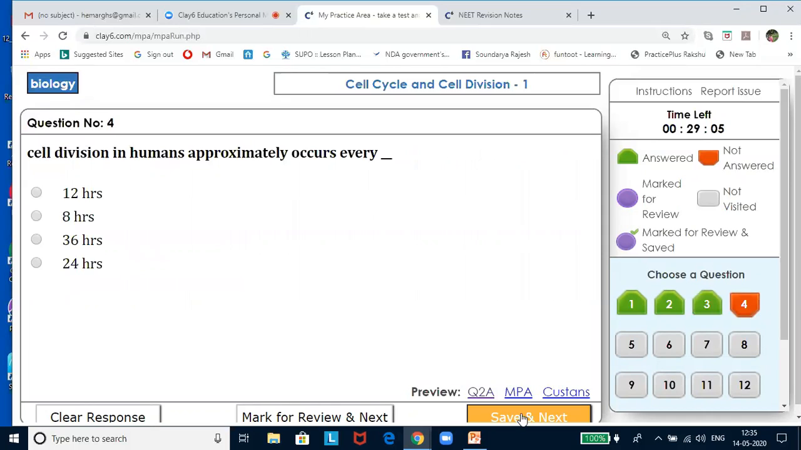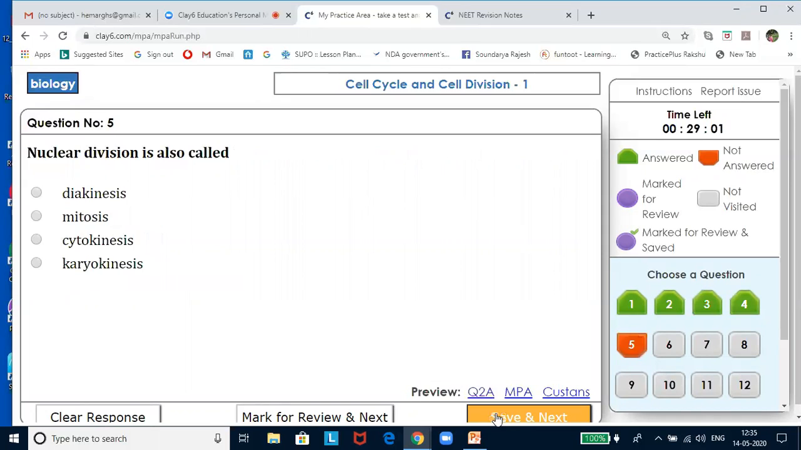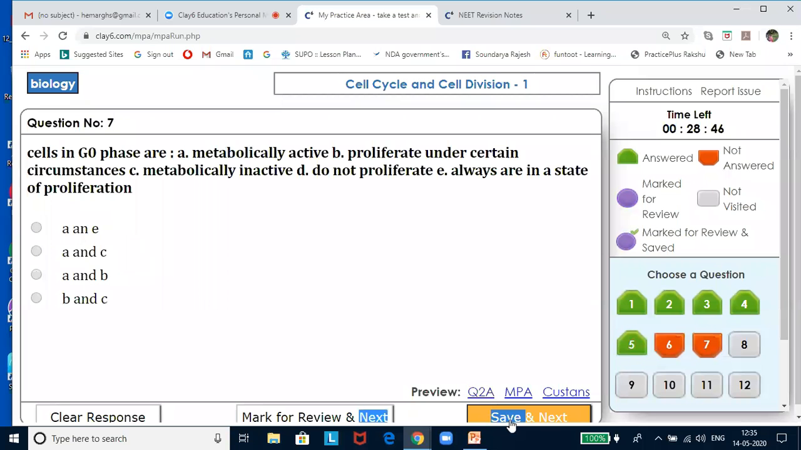Cell division in humans approximately occurs every 24 hours. Nuclear division is also called karyokinesis. Karyon is nucleus. Kinesis is division. So division of nucleus is karyokinesis. Look for the root words to understand if you get confused.